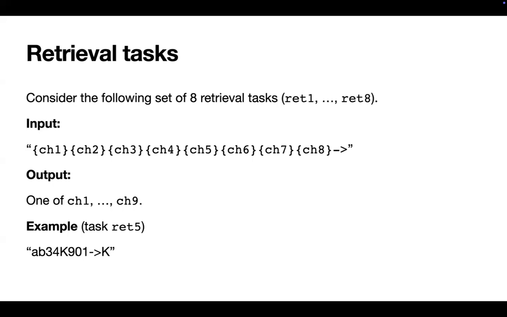We have 8 characters, and each character is drawn randomly. And the output is one of, sorry, this should be character 9. So the output is one of character 1 to character 8. For example, for the retrieval task, retrieval 5, the output of this given input is to output K.